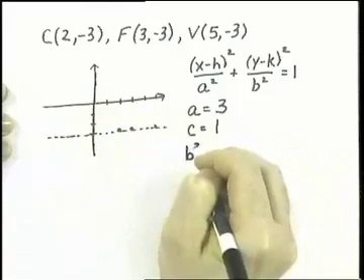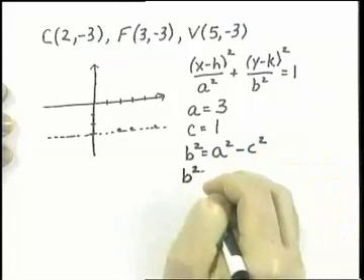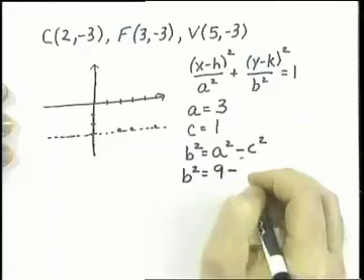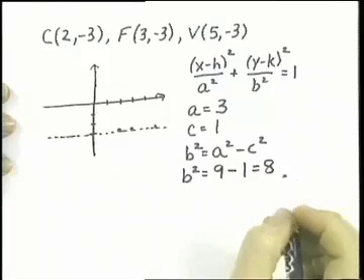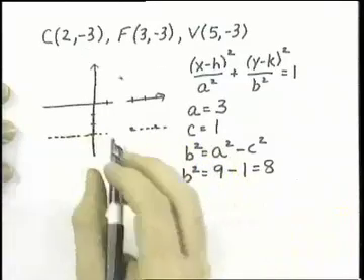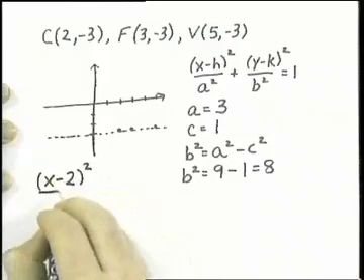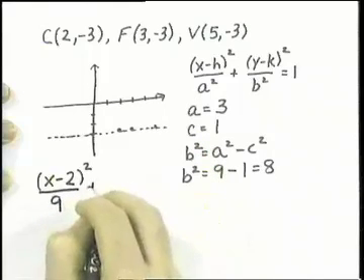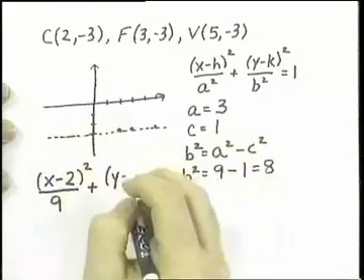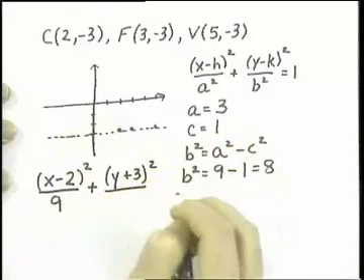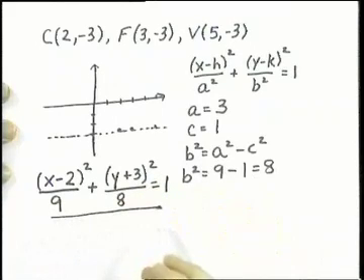We can use the fact that b squared equals a squared minus c squared to find the value of b. We get that b squared is equal to a squared, or 3 squared is 9, minus c squared, 1. 9 minus 1 is 8. So we have that b squared is equal to 8. Since the center is at (2, negative 3), the form of the equation is going to be (x minus h, which is 2) quantity squared, over a squared, so over 9, plus (y minus k, so it's going to be y minus a negative 3, which is y plus 3) quantity squared, over b squared, which was found to be 8, equals 1. So this is the equation of our ellipse.